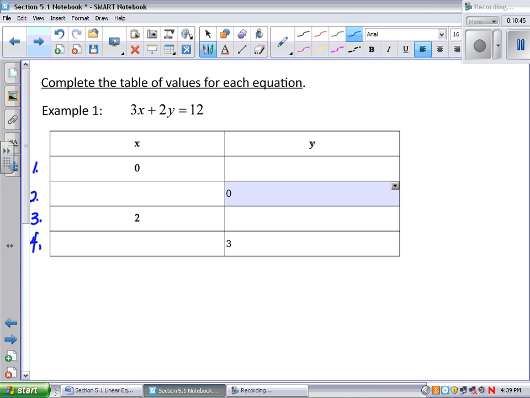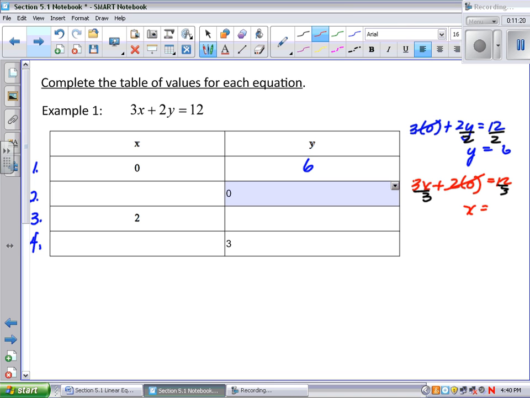The first one, when x is 0, we get 3 times 0 plus 2y equals 12. This cancels out, it's just 0. If I divide 2y by 2 and 12 by 2, I get y equals 6. In line number 2, we have y equals 0, so 3x plus 2 times 0 equals 12. That goes away. 2 times 0 is 0. And to get x by itself, I divide both sides by 3, and I get x equals 4.